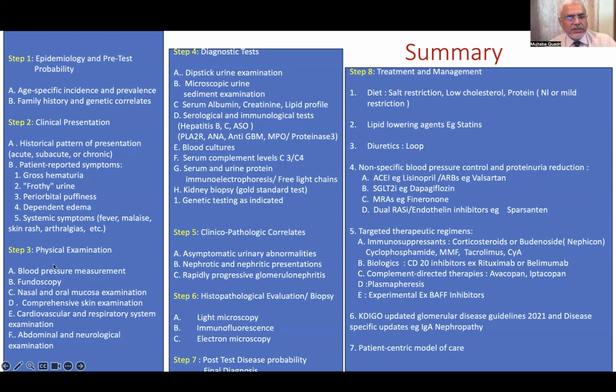Do a good review of systems and physical examination. Always measure blood pressures yourself, do a fundoscopy, look at the nasal and oral mucosa, comprehensive skin examination with proper exposure, cardiovascular, respiratory, abdomen and neurological examination. Do the urine dipstick yourself, do the urine sediment yourself, order a serum albumin, creatinine, lipid profile, and the serological tests as indicated: hepatitis B, C, ASO, PLA2R, ANA, anti-GBM, MPO as indicated, blood cultures as indicated, complement C3, C4, serum and urine protein electrophoresis in the right age group, kidney biopsy where required and normally recommended, and genetic testing as indicated.